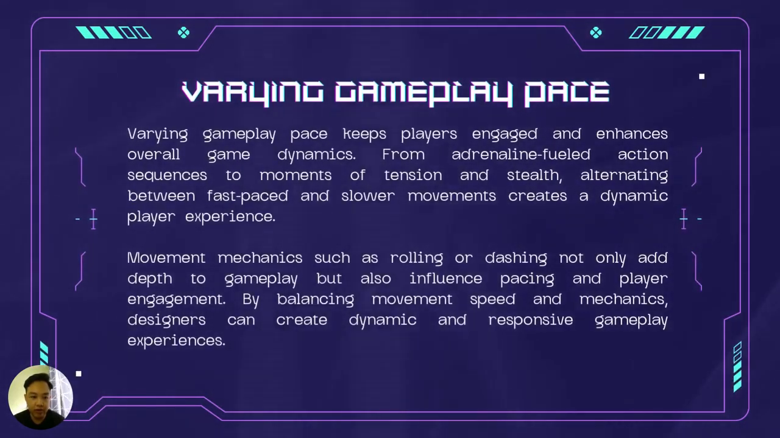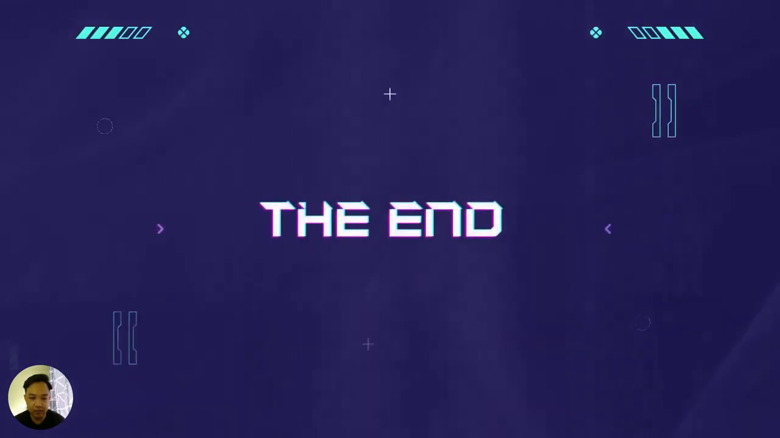We also need to vary the gameplay pace. Varying gameplay pace keeps players engaged and enhances overall game dynamics. From adrenaline-filled action sequences to moments of tension and stealth, alternating between fast pace and slower movement creates a dynamic player experience. Movement mechanics such as rolling or dashing not only add depth to gameplay but also influence pacing and player engagement. By balancing movement speed and mechanics, designers can create dynamic and responsive gameplay experiences.